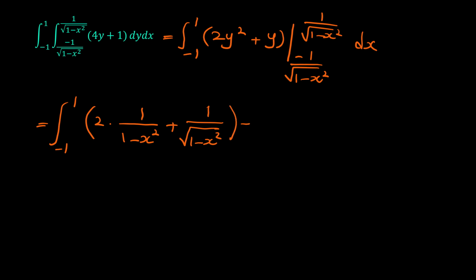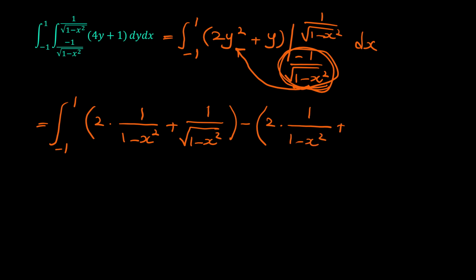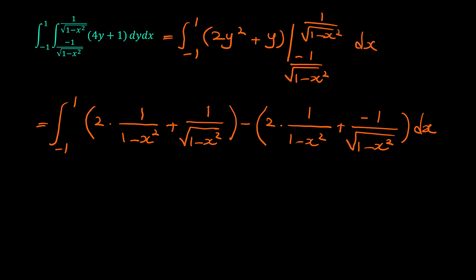All of this minus, now we substitute this for y here, so we have 2 times y. If you raise this to the 2 again, you have 1 over 1 minus x squared plus y is -1 over radical 1 minus x squared dx. And of course, we have to put a bracket for all of this.